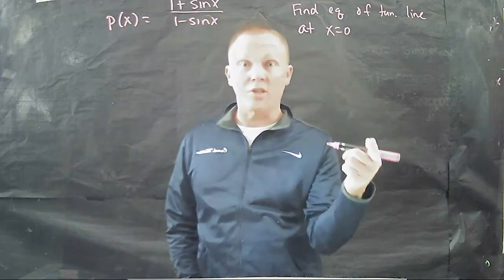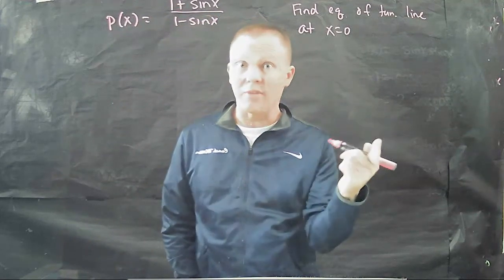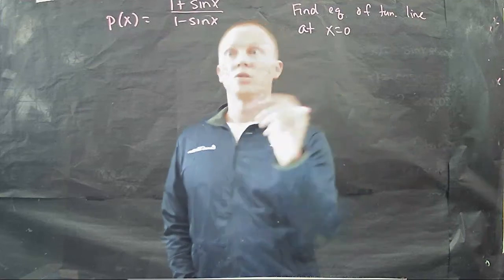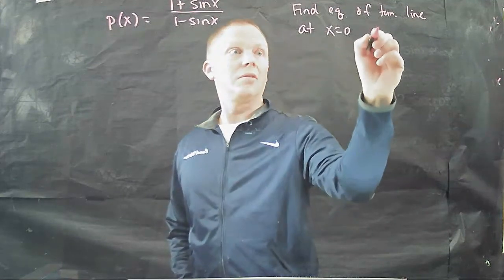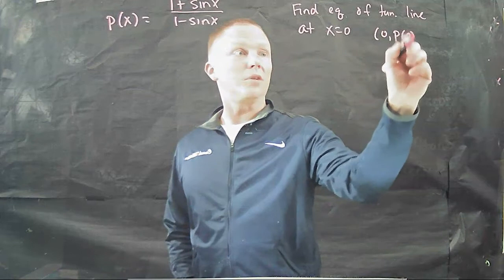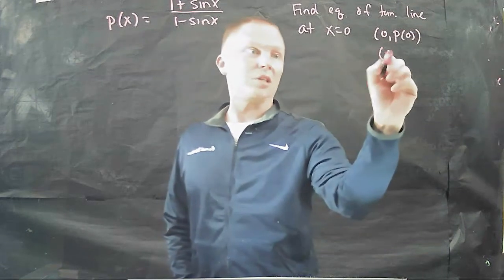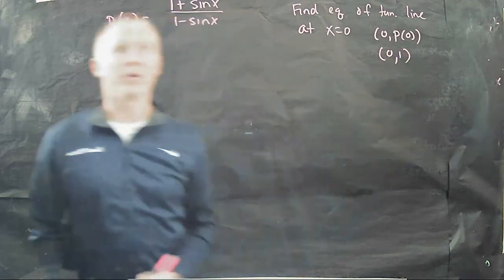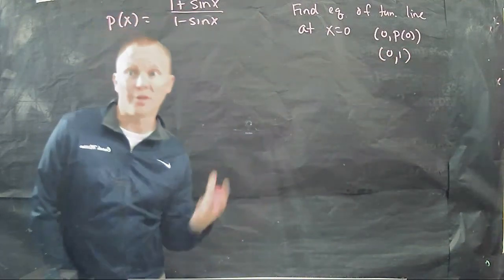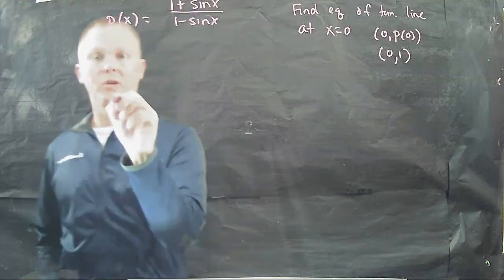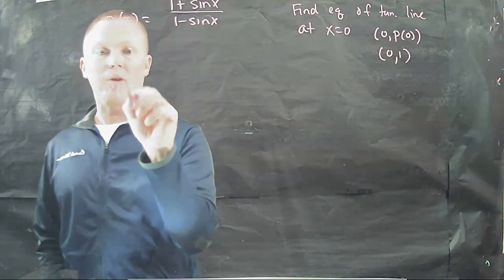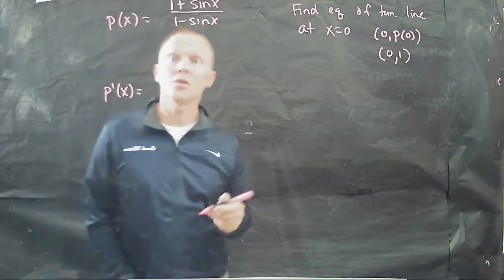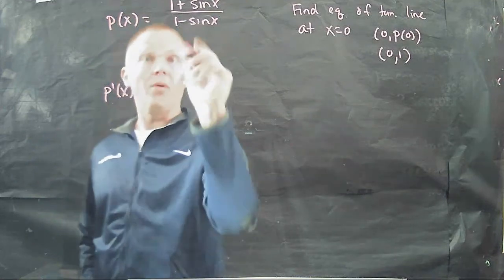So in order to find the equation of a line, a tangent line or any line for that matter, you need a point and a slope, right? So the point is going to be 0, p of 0, and p of 0 is actually pretty easy to compute. Sine of 0 is 0, so that's going to be 1. Okay, now we've got to find the slope. In order to find the slope, we're going to find the derivative. So here we go. And in order to find this derivative, we're going to use the quotient rule. Okay, so here we go.